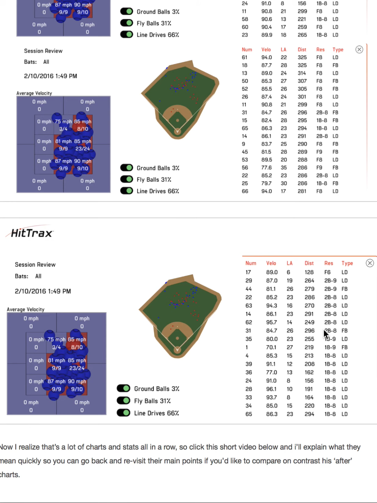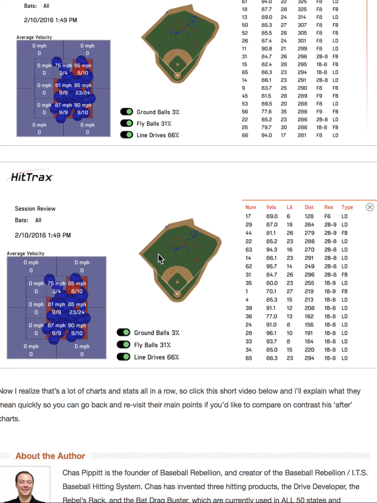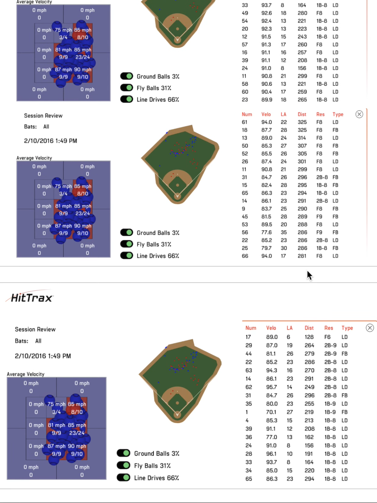And then this last chart here shows, again, the same spray chart, but it gives the results. His top result was a double in this session. He had 1, 2, 3, 4, 5, 6, 7 doubles. You can see how far they flew, and that's what I wanted to show you here. So now you can scroll back up and relook at those charts and get the main ideas out of those very, very easily.